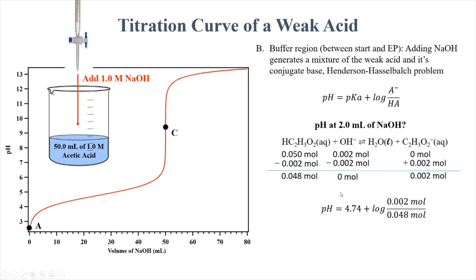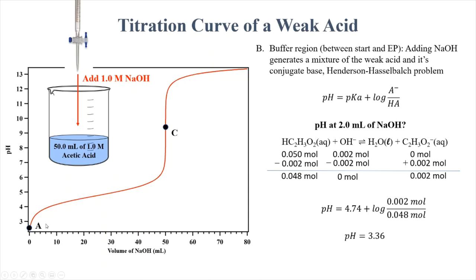Now we can immediately start to plug things into Henderson-Hasselbalch. If you take the negative log of the Ka, which is 1.8 times 10 to the minus 5, you get 4.74 for the pKa. Then we can plug in our moles of A minus over our moles of HA. The reason we can use moles is because both of these are in the same volume, 52 mils after we add the 2 mils of NaOH. If we divided both by 52, the 52 would cancel anyway. So we can just use the log of the moles over the moles. If you solve that, pH is going to equal 3.36. So again, at 2 mils, we're able to calculate the exact pH using Henderson-Hasselbalch.